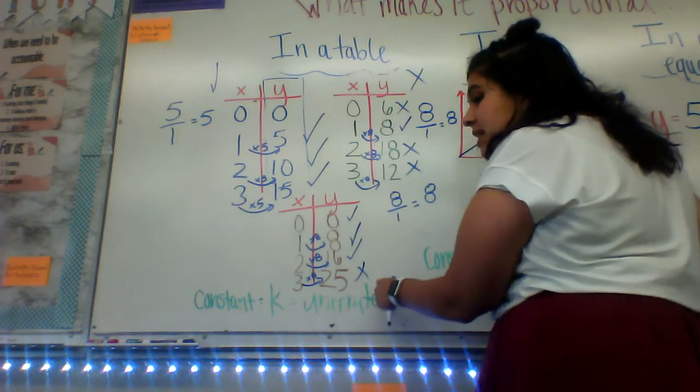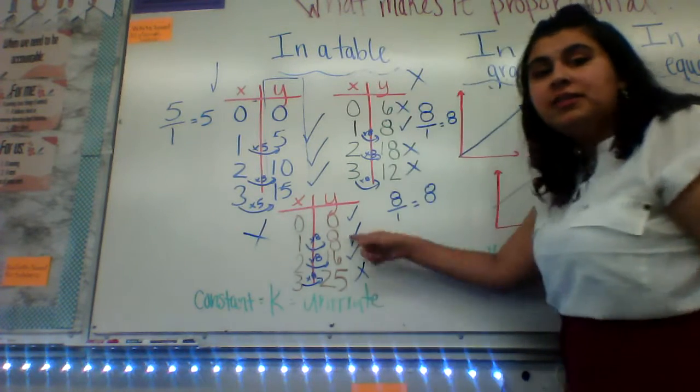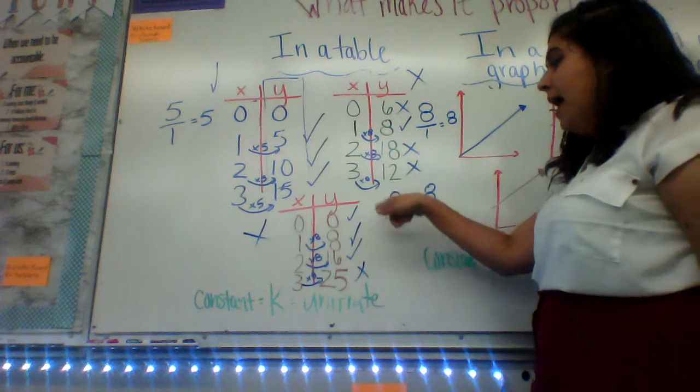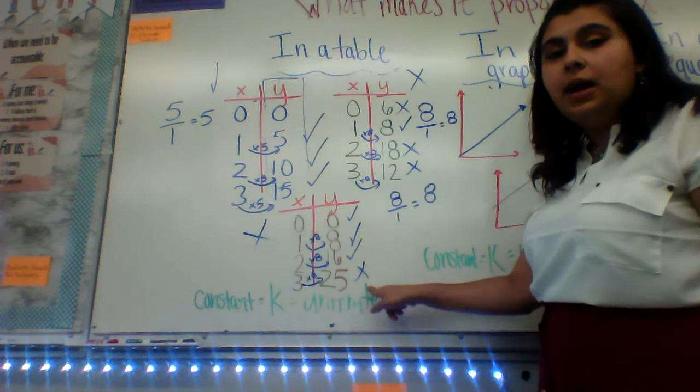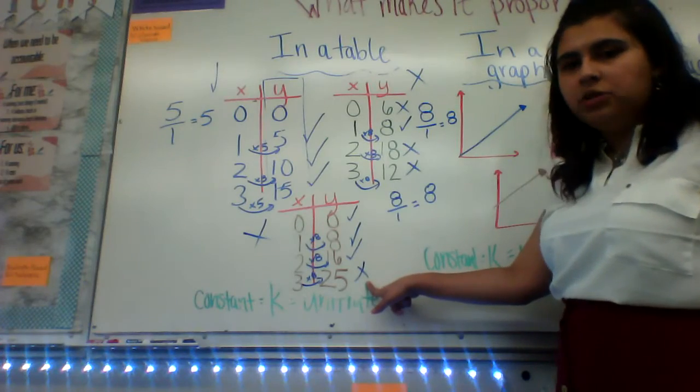And if one thing says it's not proportional, guess what? Not proportional. This is not a proportional table. Everything else can check out clear, but because this one didn't check out as proportional, it is no longer proportional.